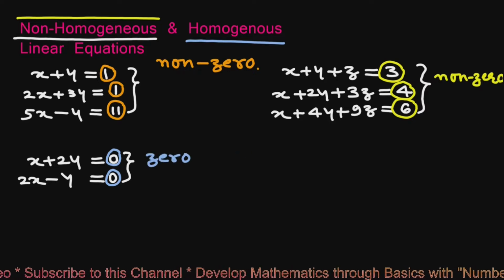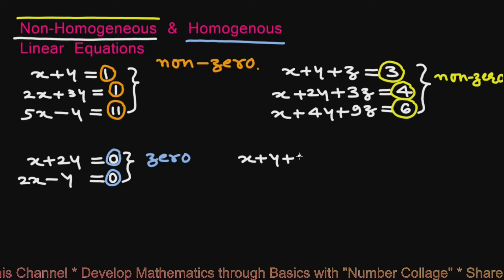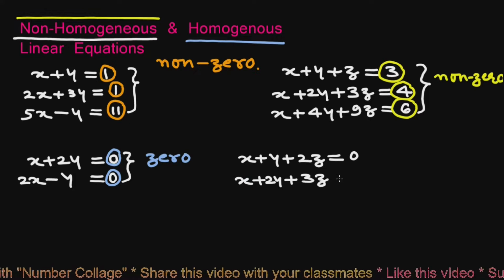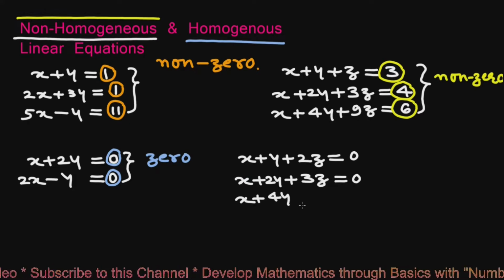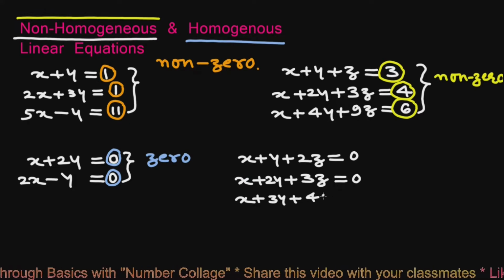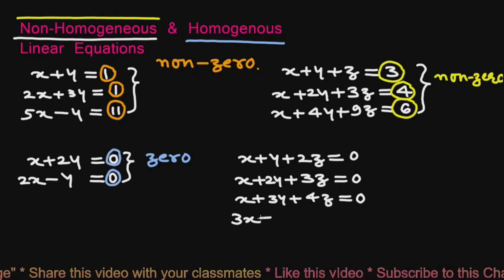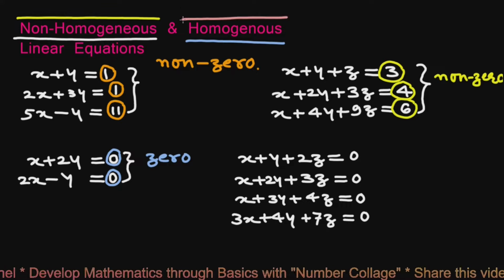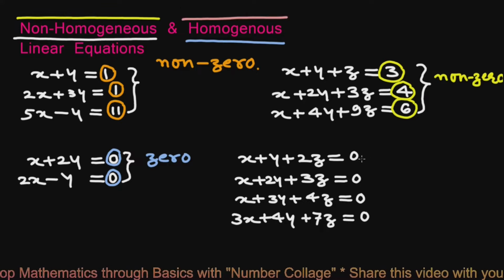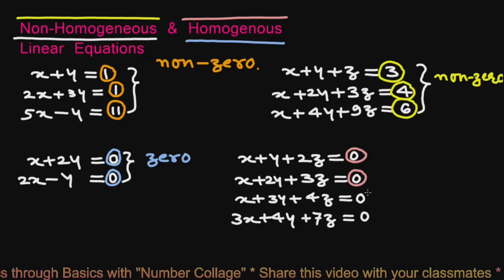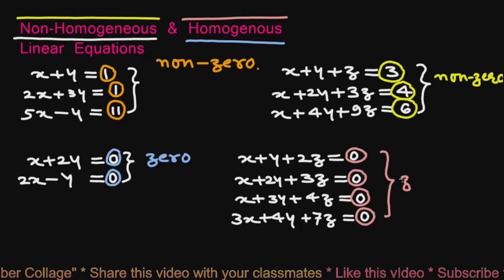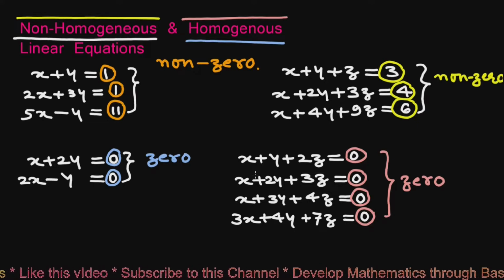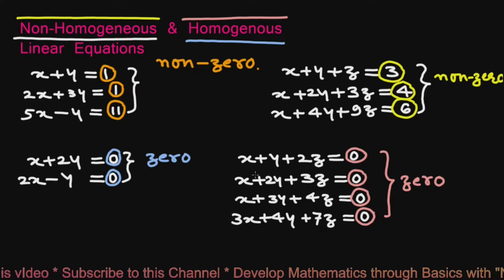Similarly, linear equations x plus y plus 2z equals 0, x plus 2y plus 3z equals 0, x plus 3y plus 4z equals 0 and 3x plus 4y plus 7z equals 0 are homogeneous linear equations because the right side of these equations is 0. So we can easily recognize non-homogeneous linear equations from homogeneous linear equations.